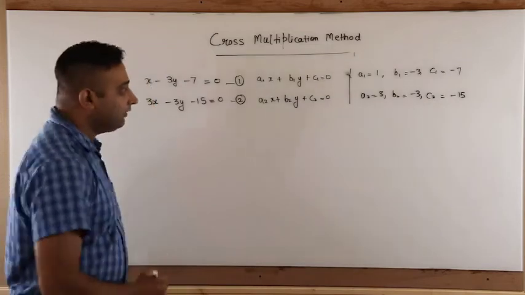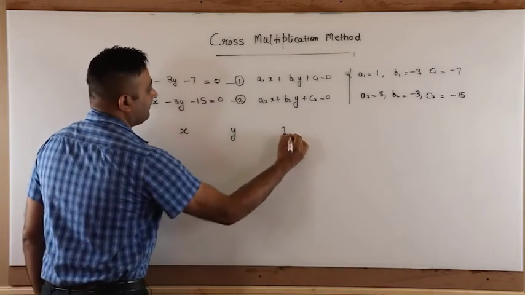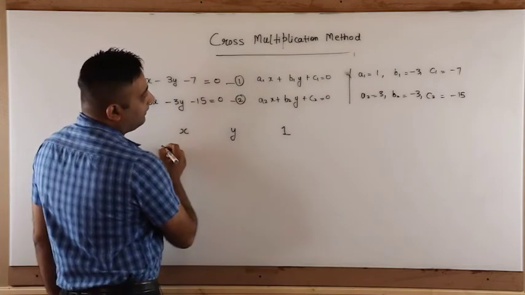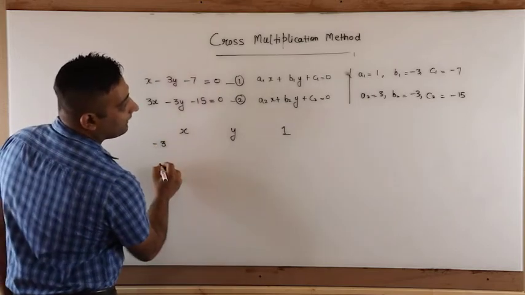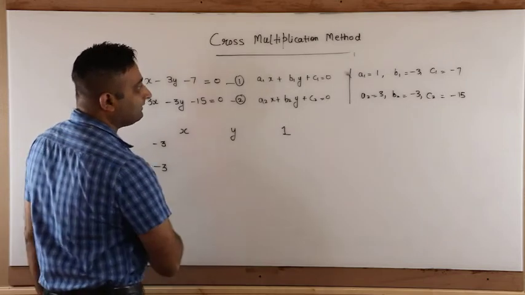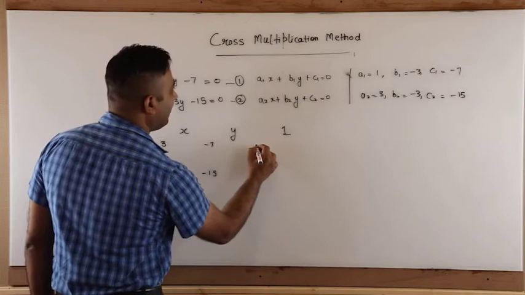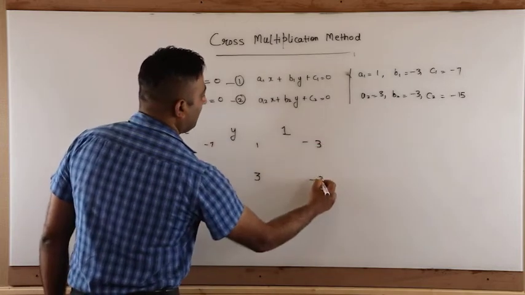Now let us solve this by the diagram we have earlier discussed. So x, y, 1. Here for b1 b2 we have to write minus 3 and minus 3, then c1 c2, that is minus 7 and minus 15, then a1 a2, that is 1 and 3, then again b1 b2.